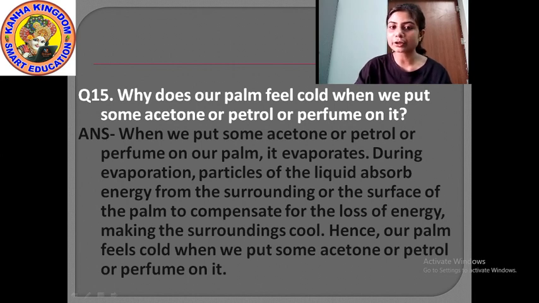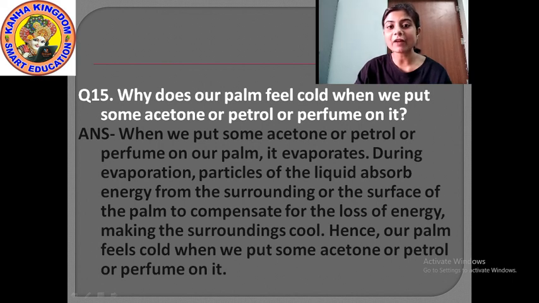As I already told you, when acetone or petrol or perfume is put on your palm, it gets evaporated. Why? Because it gets evaporated due to the temperature of our body. And these three substances are in which form? They are in liquid form. Yes or no? So they get evaporated due to the temperature of our body.